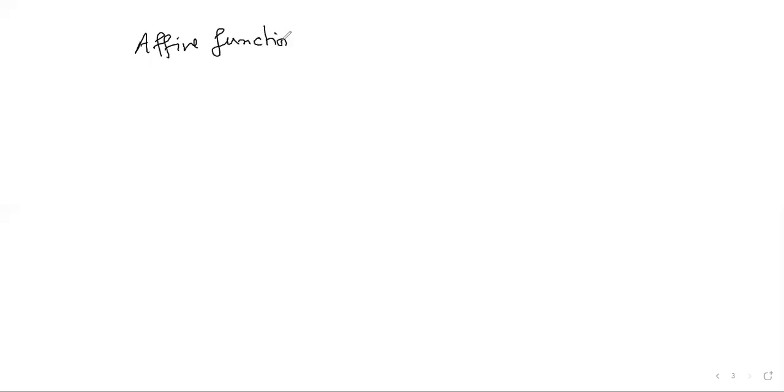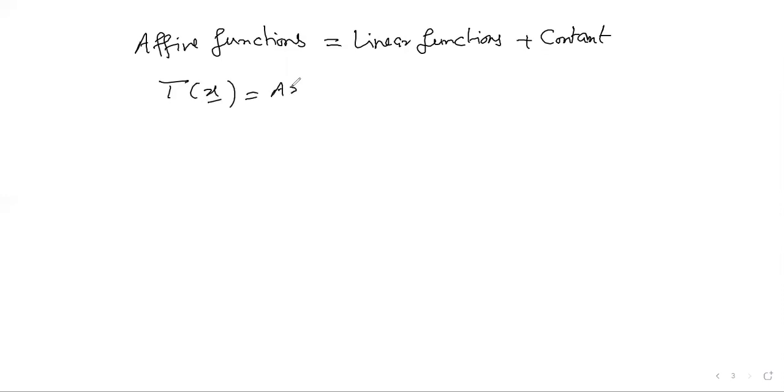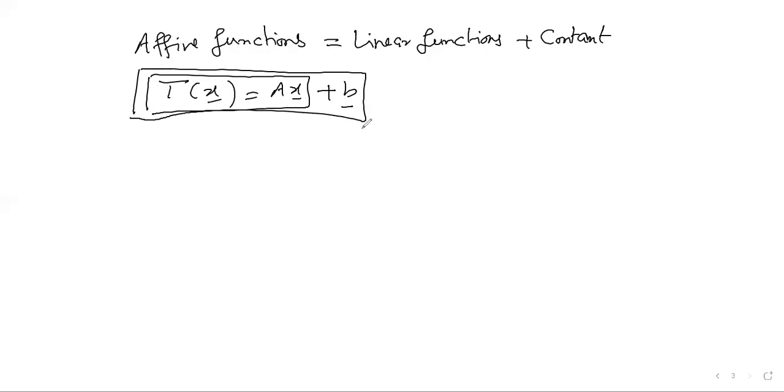Another thing, if you look at affine functions: an affine function is the combination of a linear function plus a constant. So if you add a constant to a linear function, you will get an affine function. As I told you in my previous lecture, if you see ax plus b, the linear part is a into x, only a into x. If you take only this, it would be linear. But if you take this as a whole, it will be non-linear, and we call it affine.